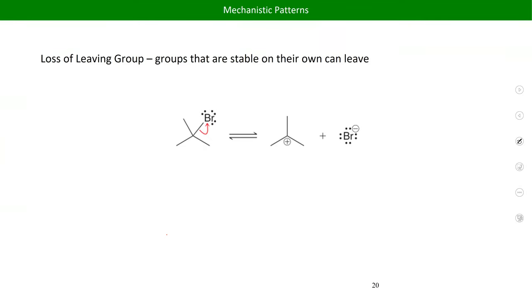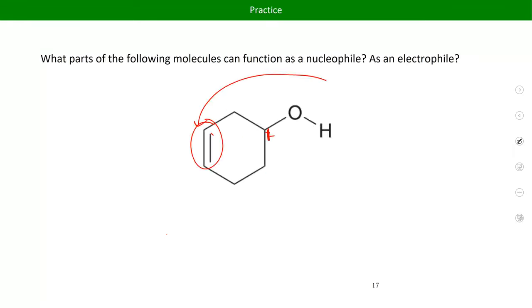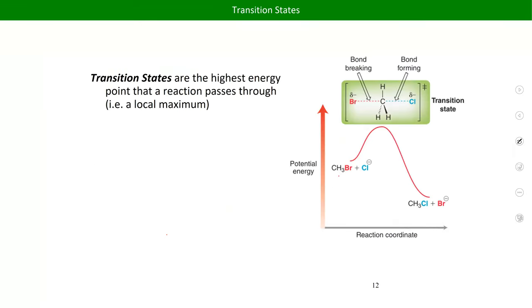And occasionally, those first two steps can happen at the same time. You can have a nucleophile attack and a leaving group leave at the same time. That was this one. In this transition state, your bromine is your leaving group, and your chlorine is your nucleophile.